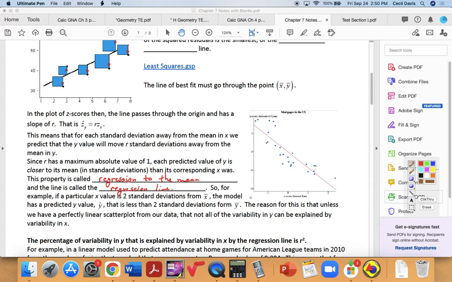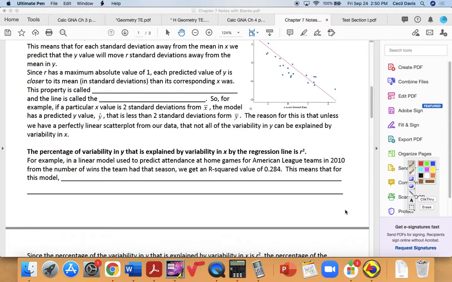So again, and I said this a minute ago, if a particular x value is 2 standard deviations away from the mean in x, the model has a predicted value y hat that is less than 2 standard deviations away from y bar. Okay? And again, the reason for that is unless we have a perfectly linear scatter plot of the data, not all the variability in y can be explained by variability in x. We're going to come back to that idea in a little bit. So, we're going to come back to that right now, sorry.